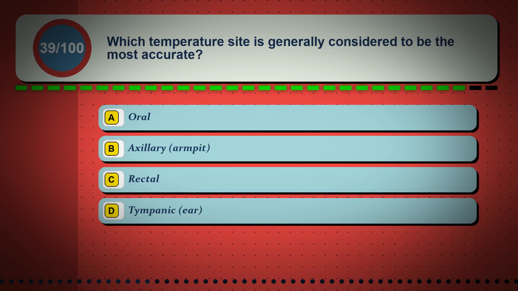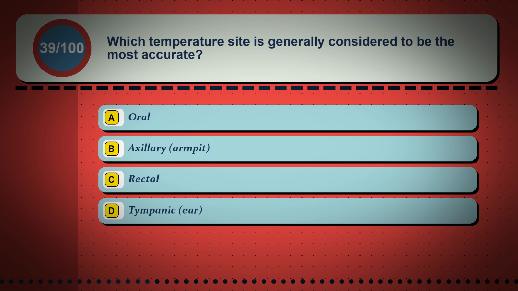Question 39. Which temperature site is generally considered to be the most accurate? Option A, oral. Option B, axillary, armpit. Option C, rectal. Option D, tympanic, ear.